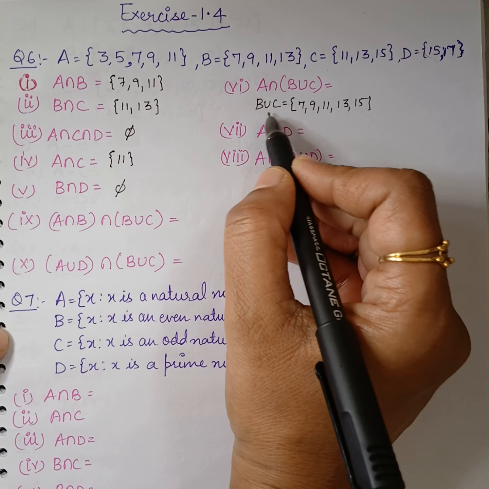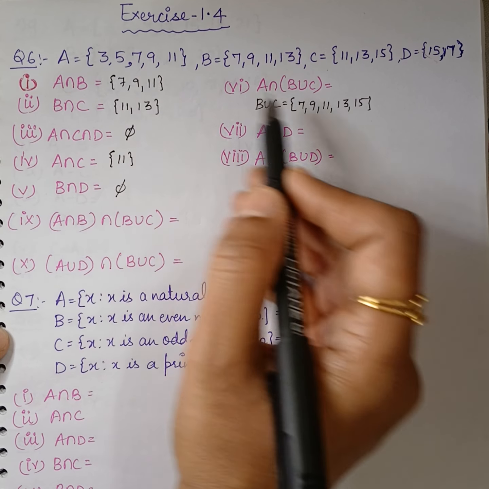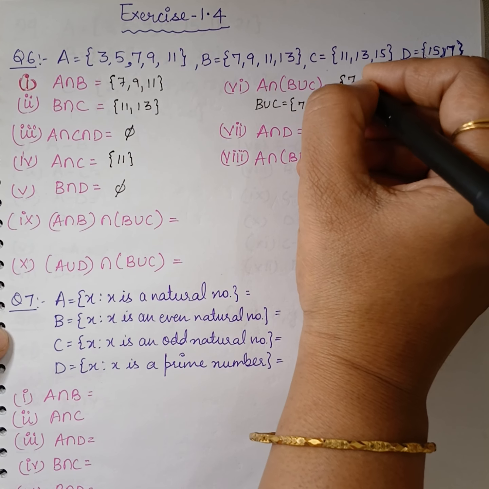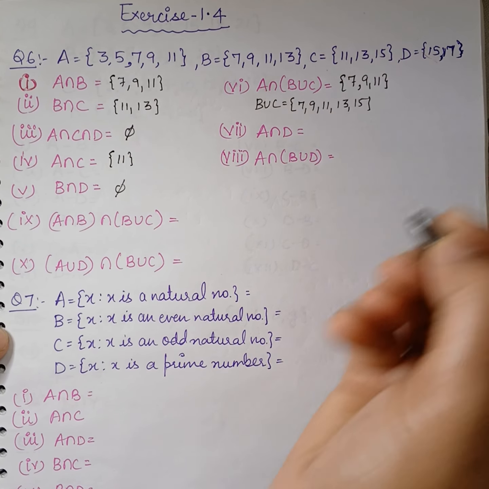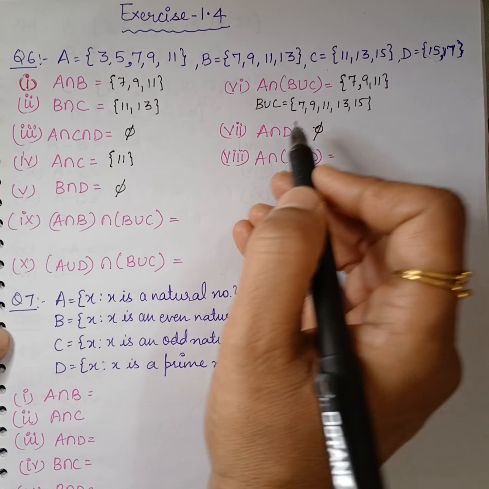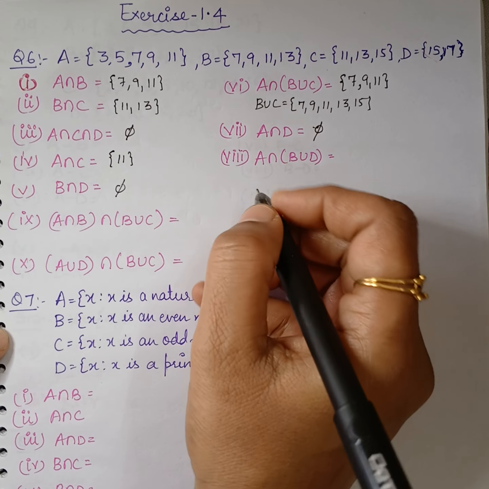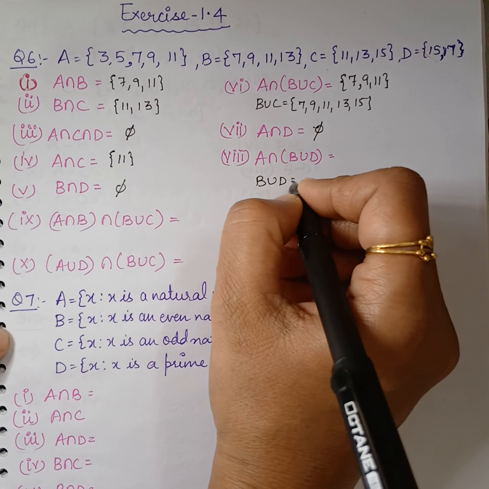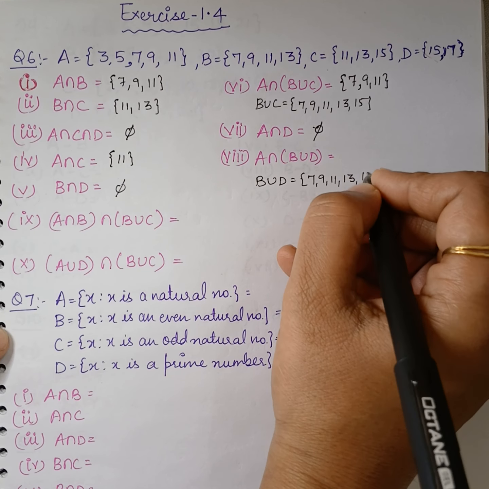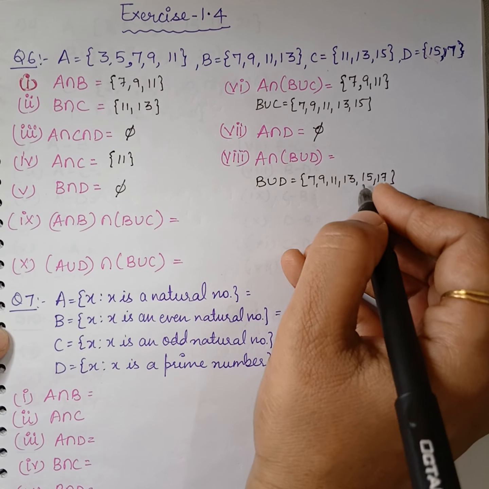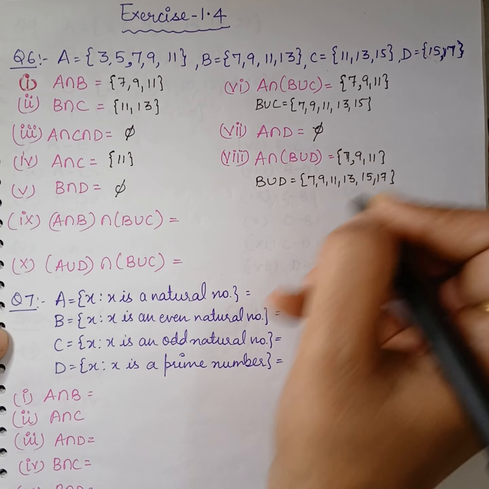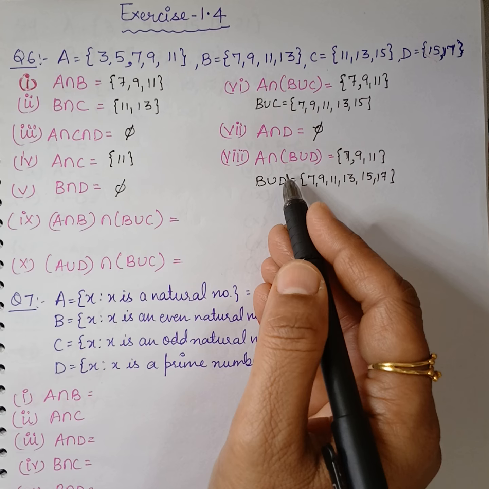Now B union C intersection with A. So what is common in these two? 7, 9, 11 and 7, 9, 11. So we have to write this 7, 9 and 11. Then we have A intersection D. There is nothing common in A and D. So empty set. A intersection B union D. So for that again we will find B union D first. Now B union D will be 7, 9, 11, 13, 15 and 17. Now its intersection with A will be again 7, 9, 11. So we have A intersection B union D as this.